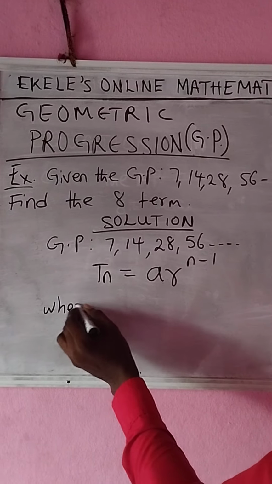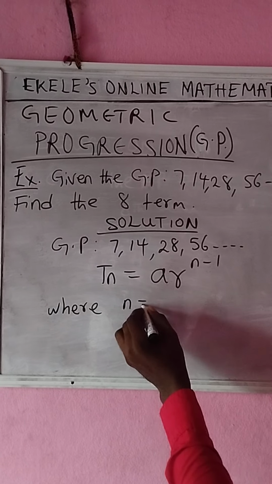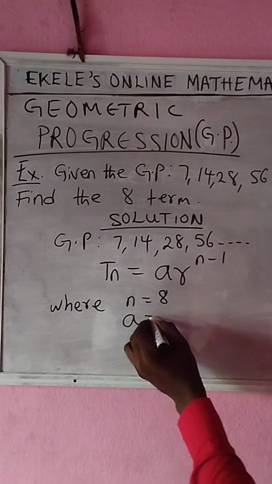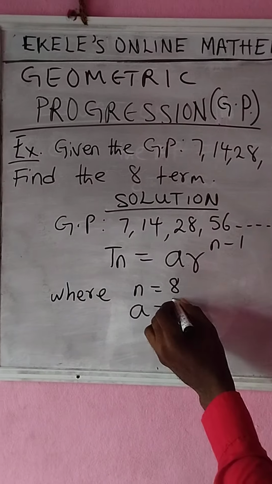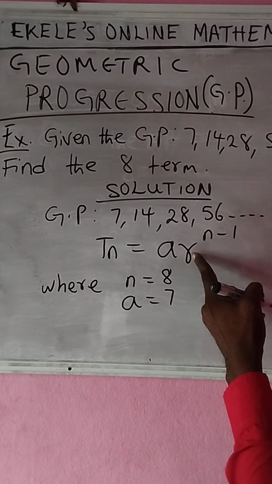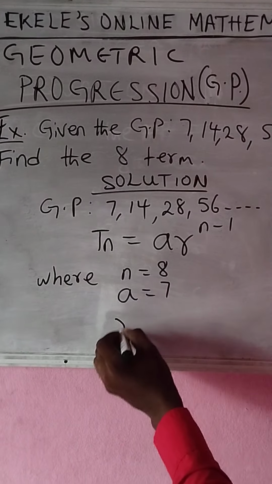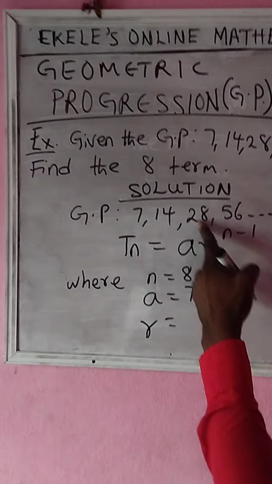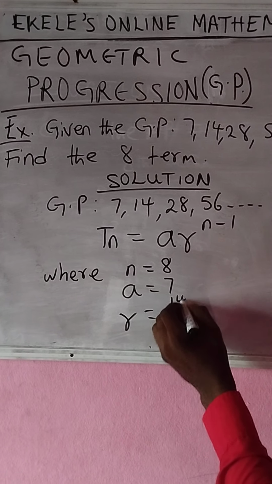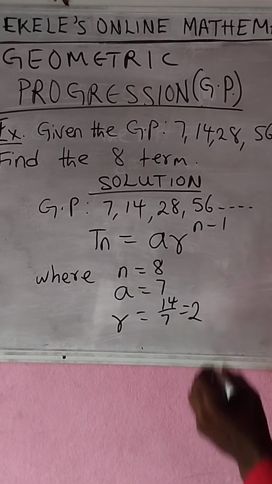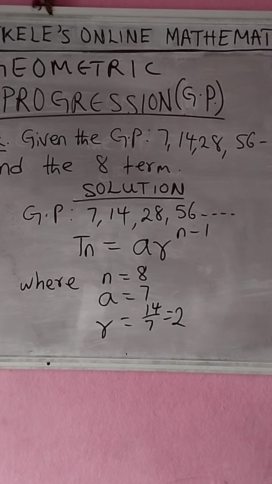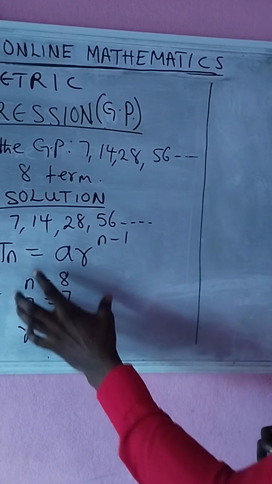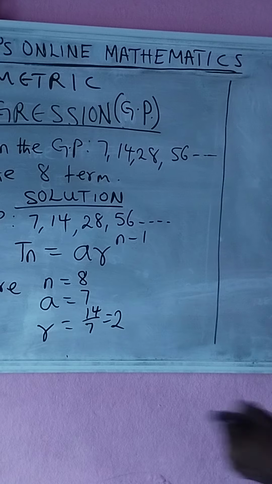Let's define the parameters where n is the 8th, we are looking for the 8th term. a becomes the first term, which is 7. r is called the common ratio, which is gotten by either 14 divided by 7 or 28 divided by 14. If you use 14 over 7, you have 2. r is 2. So we're going to substitute these parameters inside this formula.